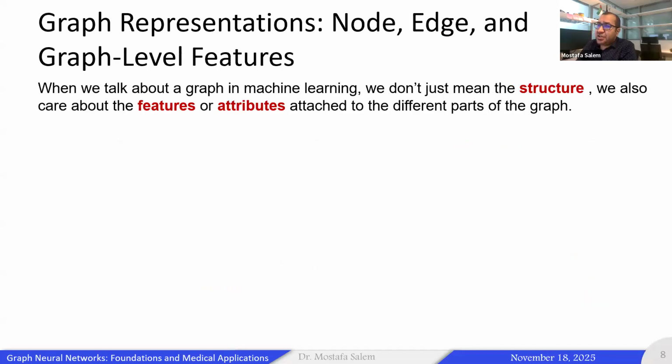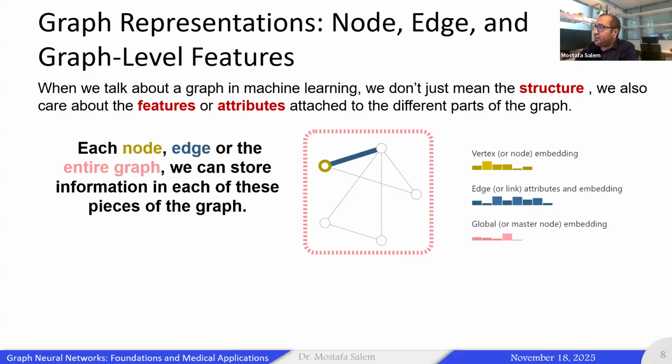Now let's move to graph representation. As I mentioned before: nodes, edges, and the graph-level feature. When we talk about graphs in machine learning, we don't just mean the structure, but we care about the features or the attributes attached to different parts of the graph. As you can see in the figure here, each node, each edge, or even the entire graph can store information.